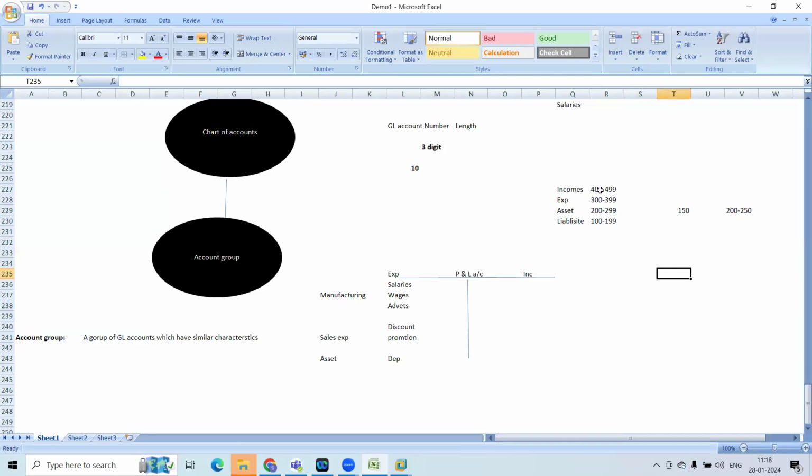If you know what my expenditure GL account is, then you can easily update here 300 to 399, these are my expenditure accounts. But if you mess up, with 300 being expenditure and 320 being income, then it's harder to define whether this GL account is my expenditure account or income GL account.